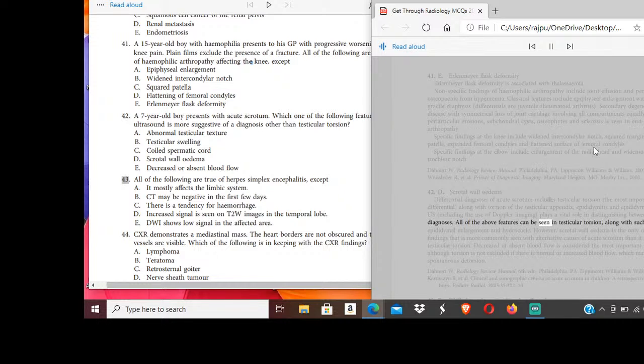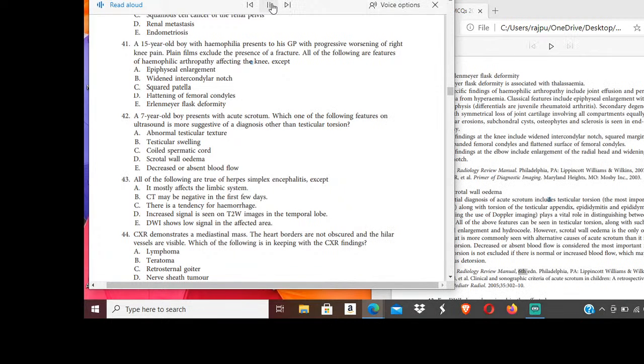All of the above features can be seen in testicular torsion, along with such findings as epididymal enlargement and hydrocele. However, scrotal wall edema is the only one of these findings that is more commonly seen with alternative causes of acute scrotum than with acute testicular torsion. Decreased or absent blood flow is considered the most important finding, although torsion is not excluded if there is normal or increased blood flow, which may occur after spontaneous detorsion. Dähnert W. Radiology Review Manual.